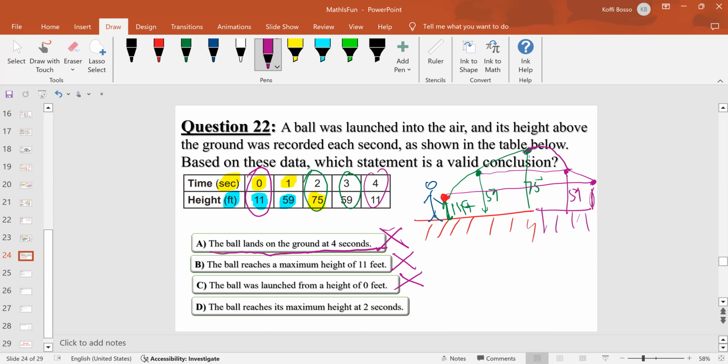If they replace 0 by 11, that should be the correct answer. So 11 feet, but they say 0 feet. It's a 0 second. And the last one, the ball reaches its maximum height at the 2 second. Yes, maximum height is 75, and that reaches when the time is 2 seconds. So this is the correct point. So the question is simple but tricky.